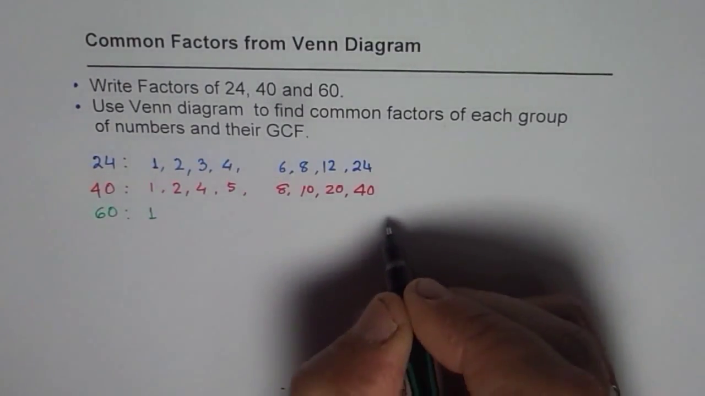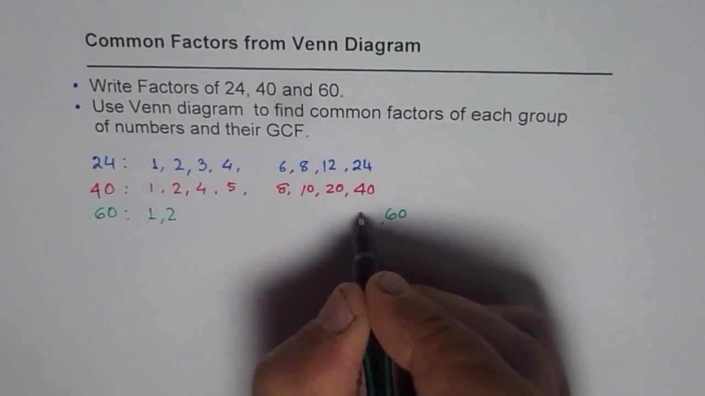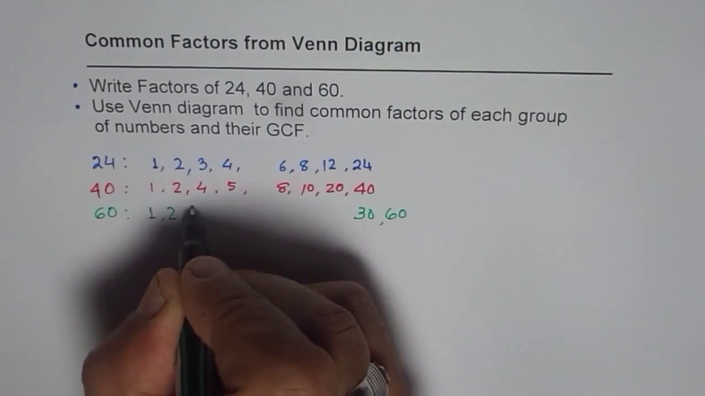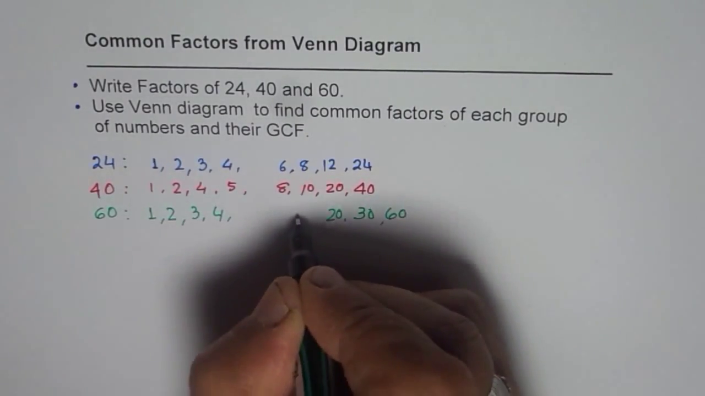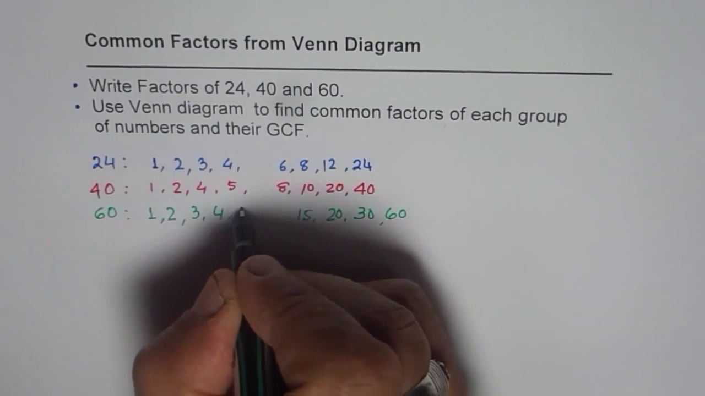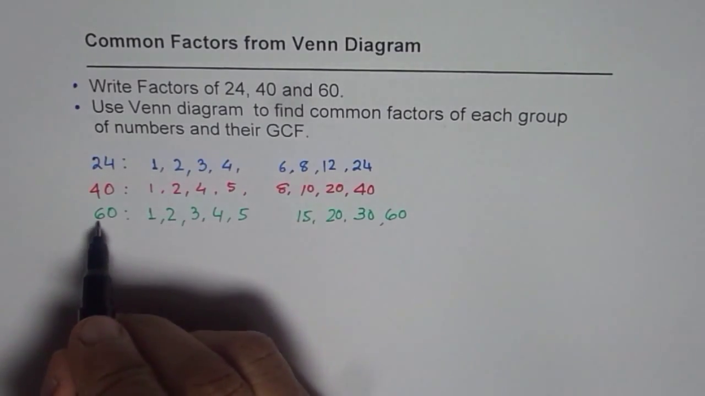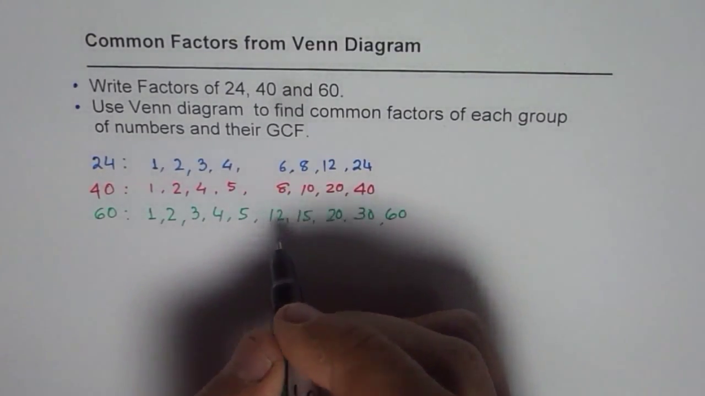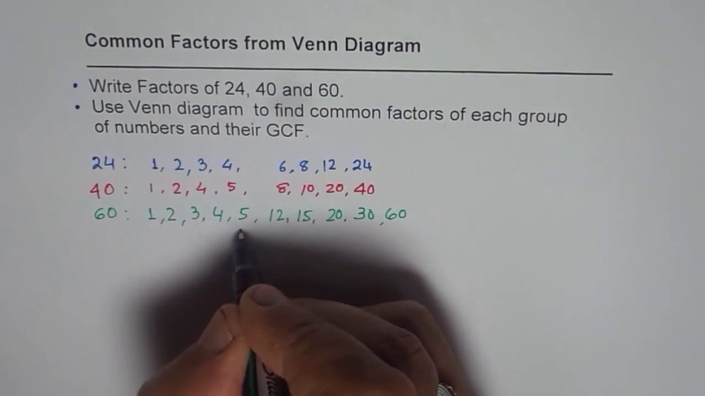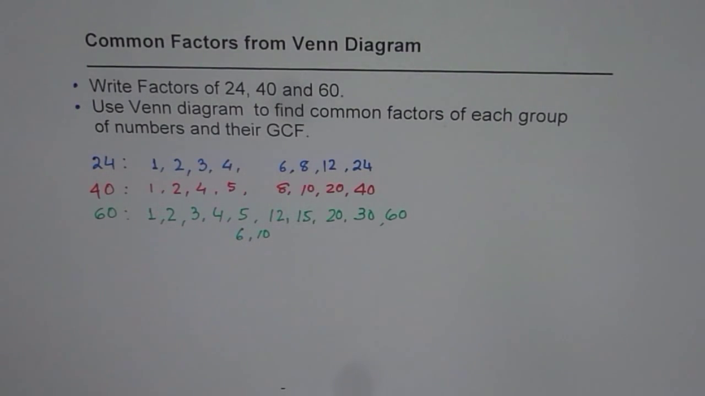Starting with 1. 1 times 60 is 60. 2 times 30. 3 times 20. 4 times 15, correct? 5 times what? 5 times 12, right? 6 times 10. So that is how we can write all factors of 60.